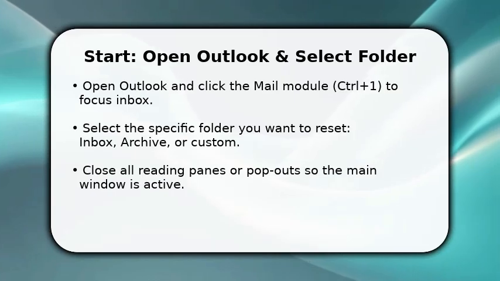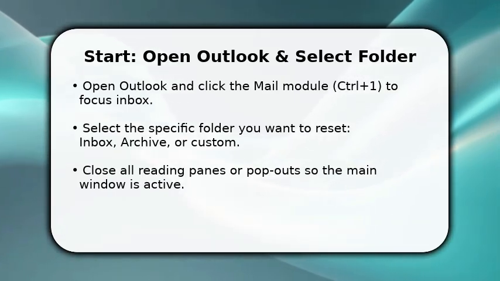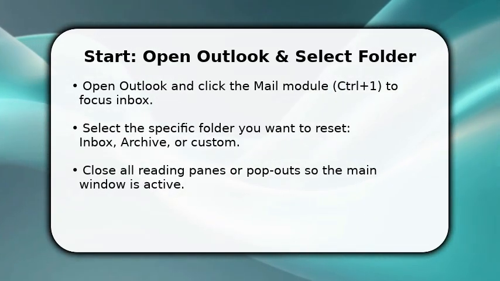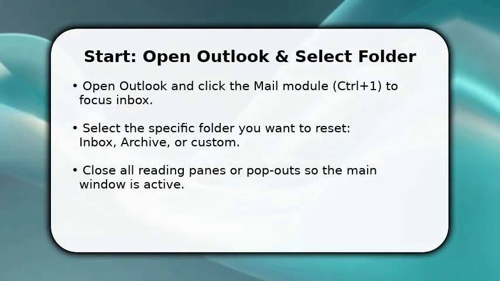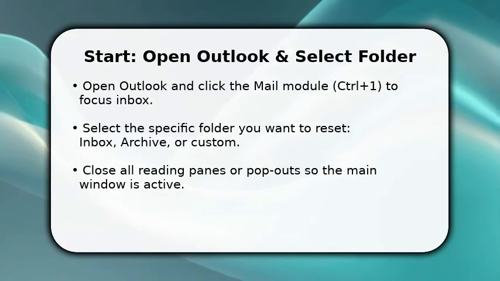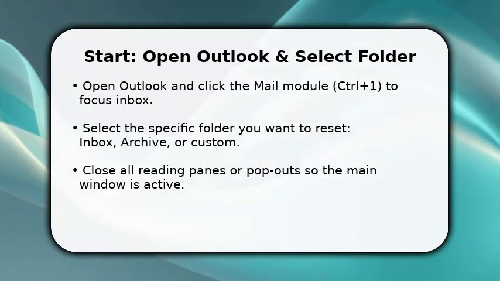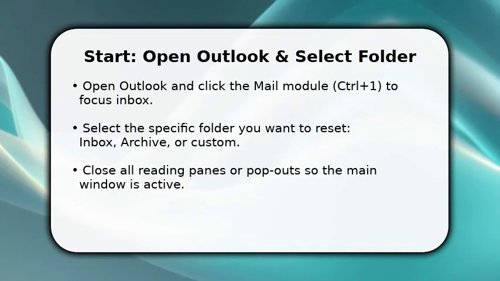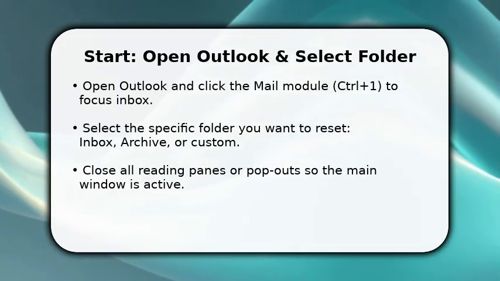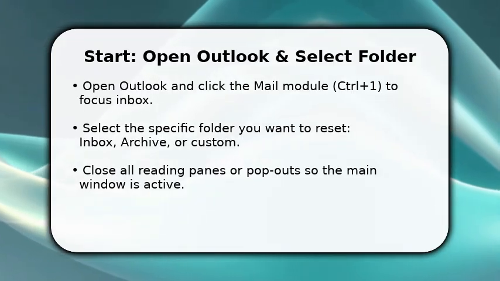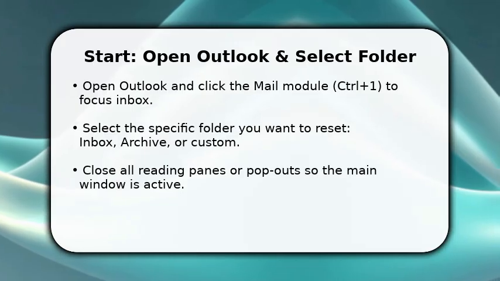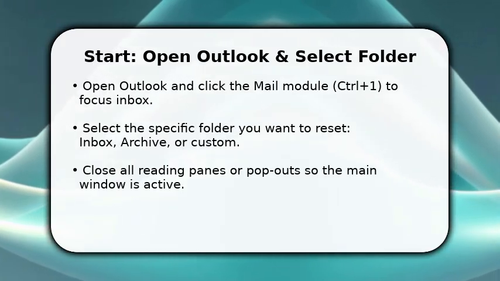You're starting inside Outlook with the folder you want to reset. Make sure the main window is active. Once done, click the Mail module or press Ctrl+1 to open Mail, then select the target folder such as Inbox or an archive. Make sure no message windows are undocked because the reset applies to the active view. This prepares Outlook to accept the reset command and avoids confusing changes to other folders.